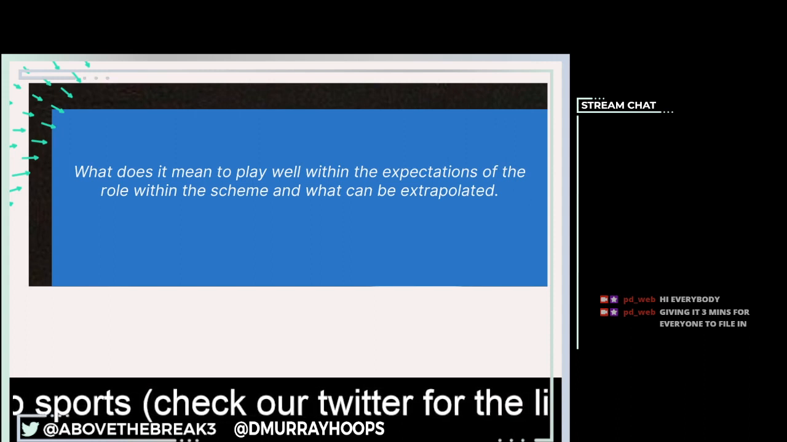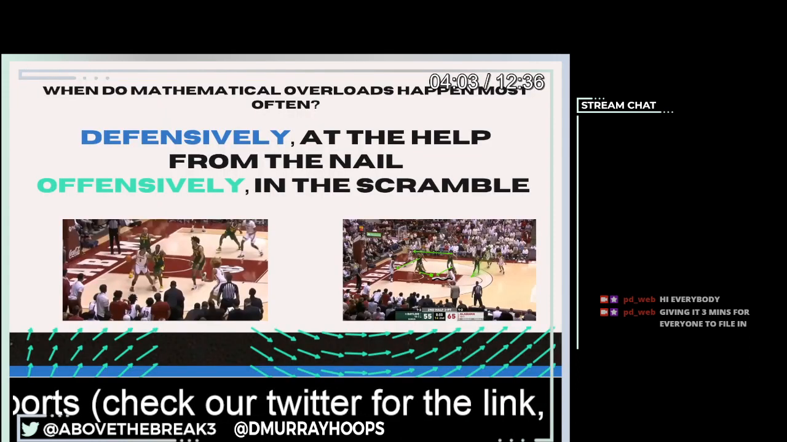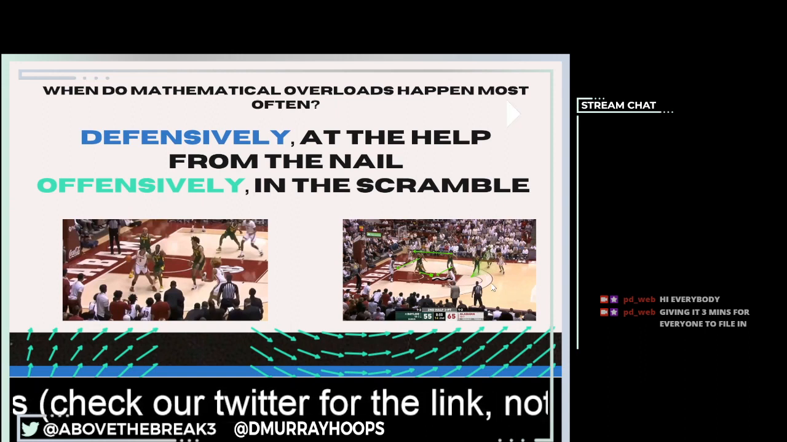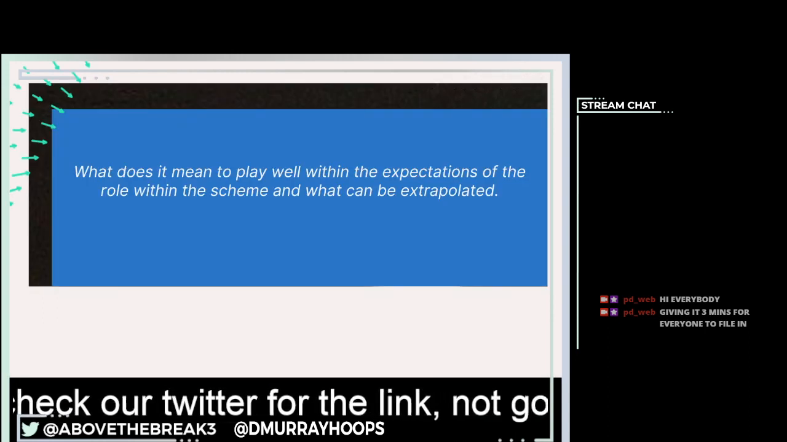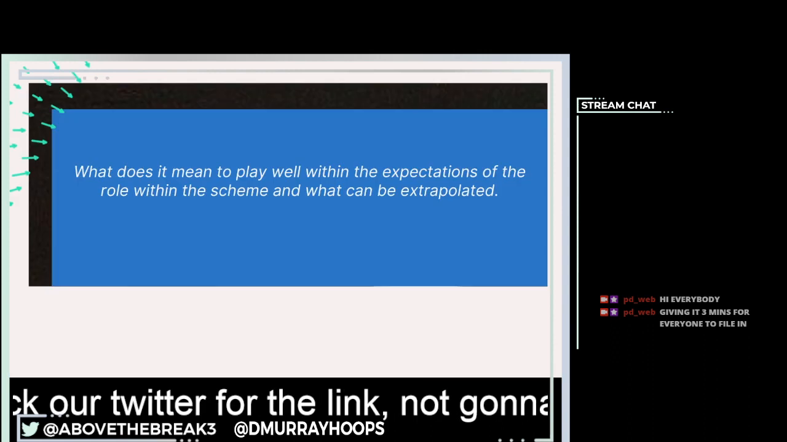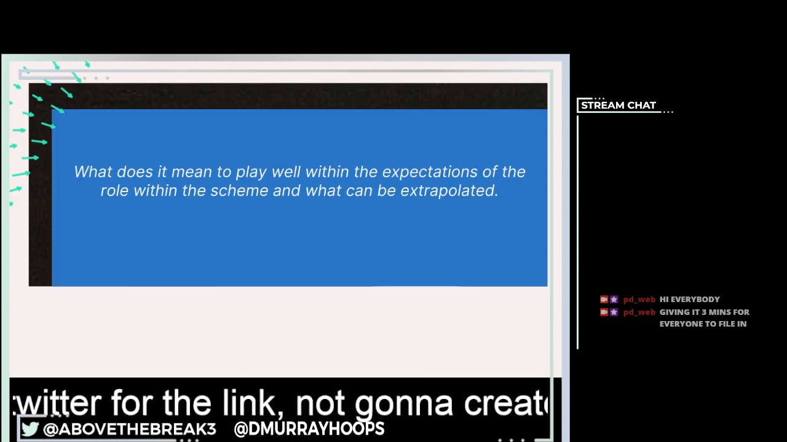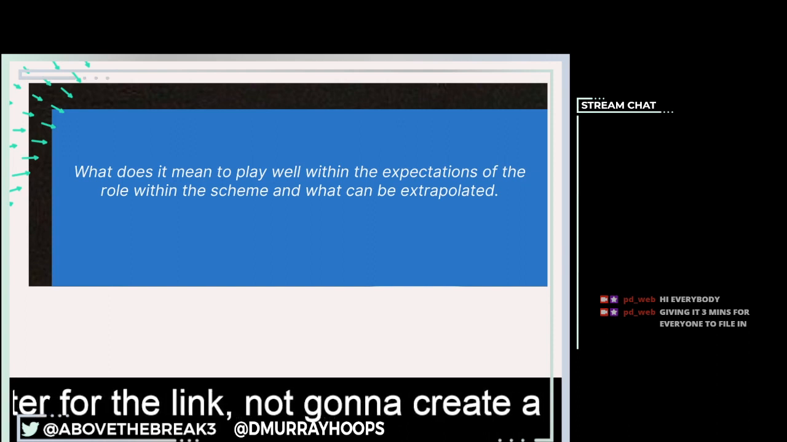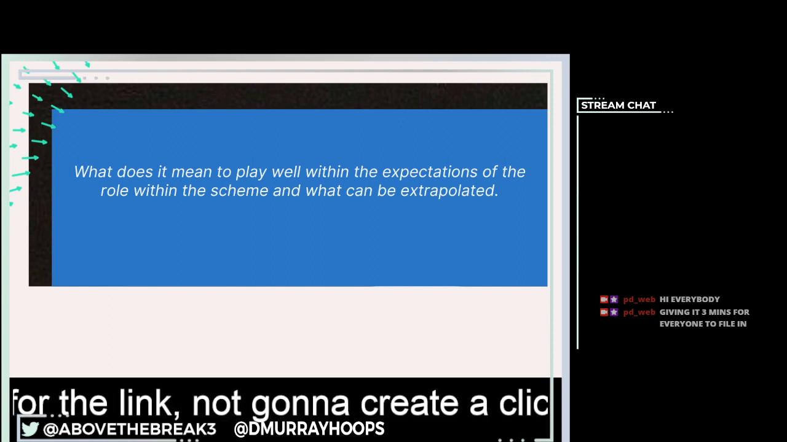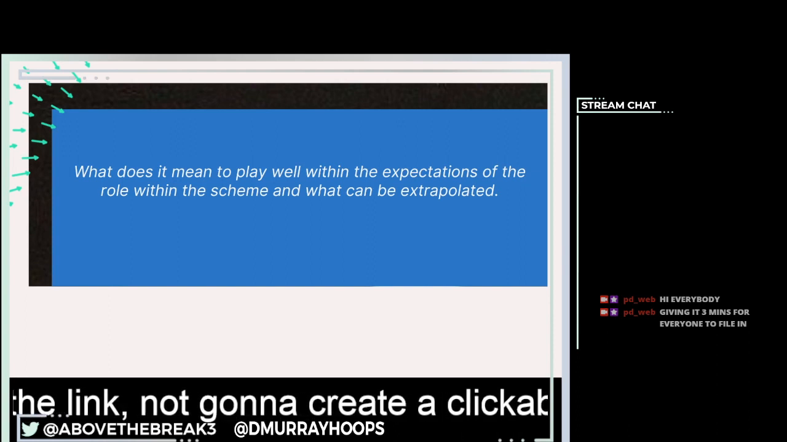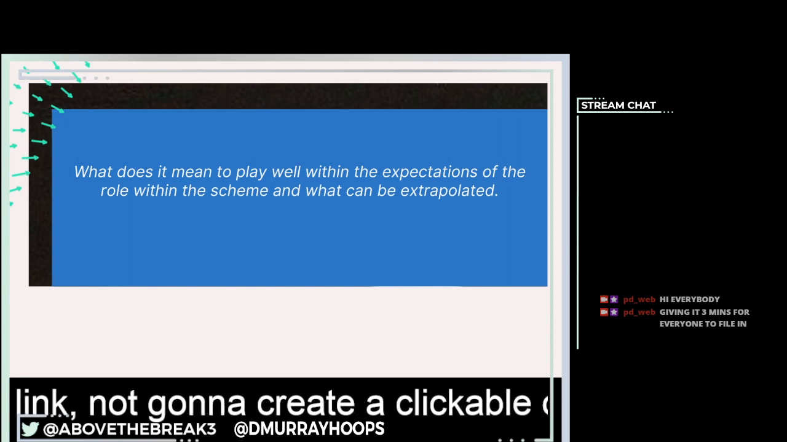So with these bits, we can ask, I think that's the next slide. I could be wrong, but I don't quite have my key tabs figured out yet here. Okay, yeah. What does it mean to play well within the expectations of the role, within the scheme, and what can be extrapolated? Now that we know what the scheme wants to do, and we've asked these important questions, what can we take away from it?